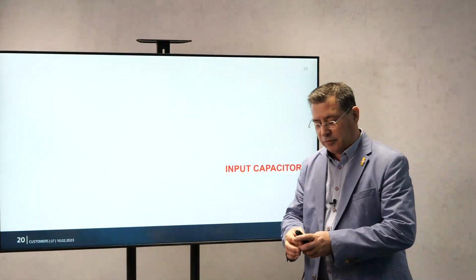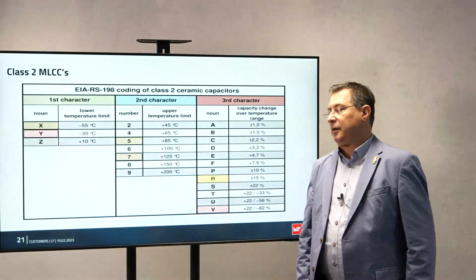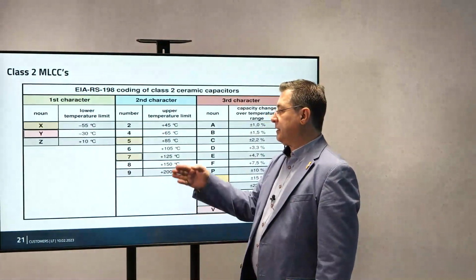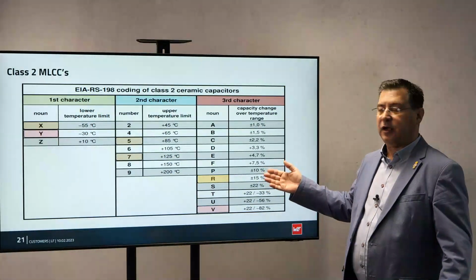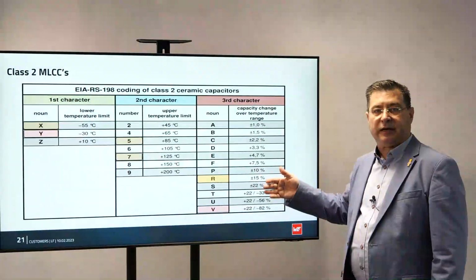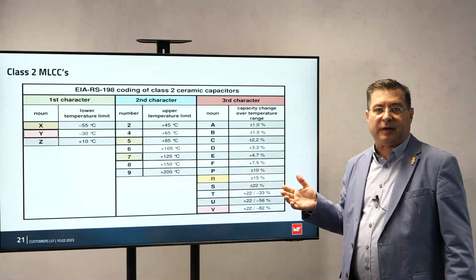Let's talk about input capacity. What happened at input capacity? You choose an X7R capacitor. What does X7R mean? Lower temperature minus 55 degrees, 7 plus 125 degrees, and R means the tolerance, plus minus 15%. Of course, depends on the dielectric, it will be different, like X5R or different. It just doesn't tell you about the capacity too much.